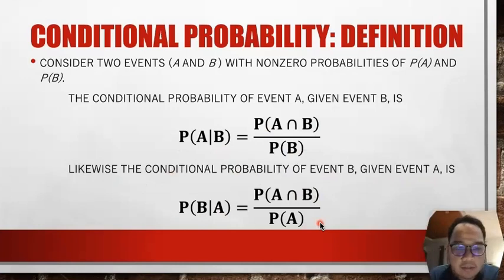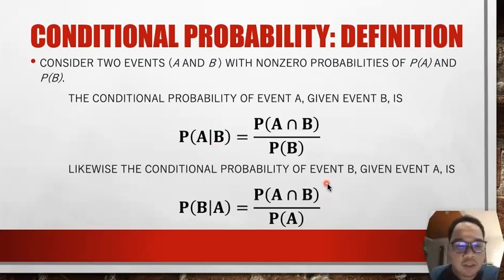Note that conditional probability is not commutative. Notice here that in these two conditional probabilities, A given B and B given A, the denominator changed, right? Intersections are commutative as well as unions, or joins, but conditional probabilities are not commutative. We also know that set differences are not commutative.